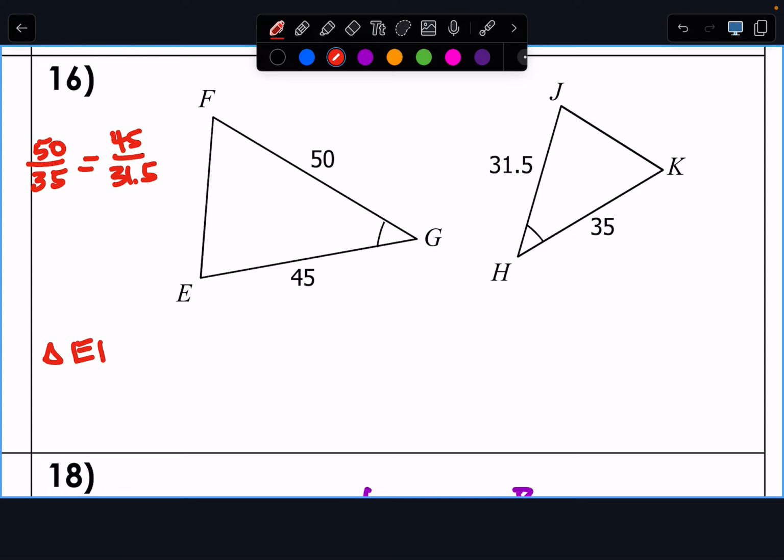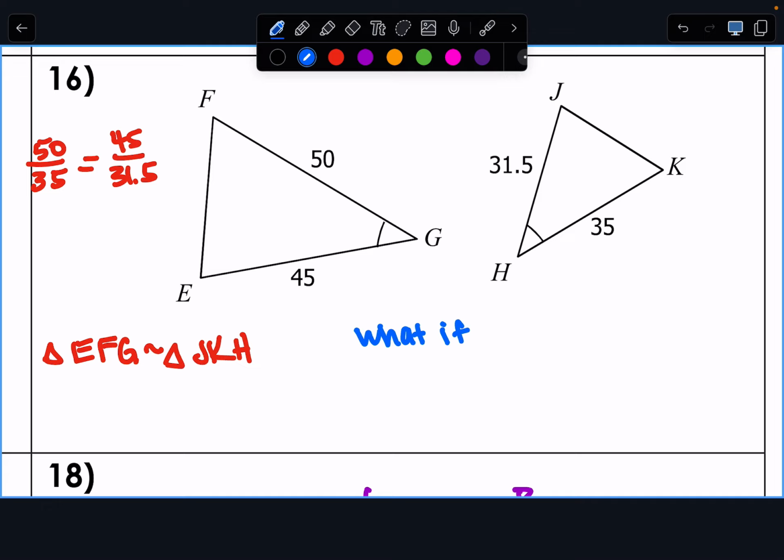So triangle EFG is similar to triangle, what is it similar to? KJH? Okay, I'm hearing some differing opinions. JKH. E to F. Should be JKH.